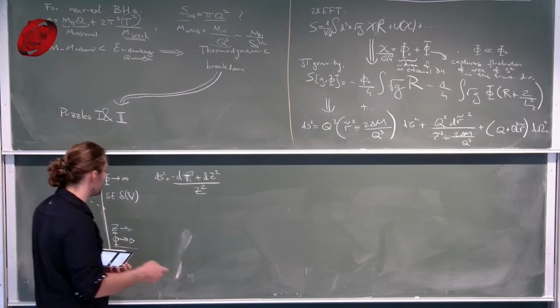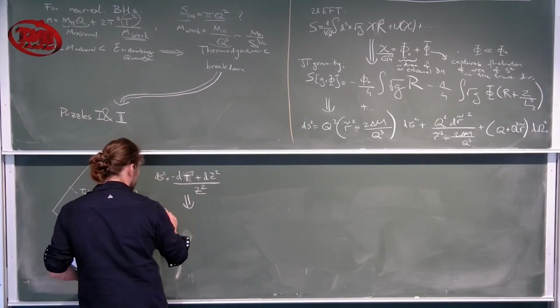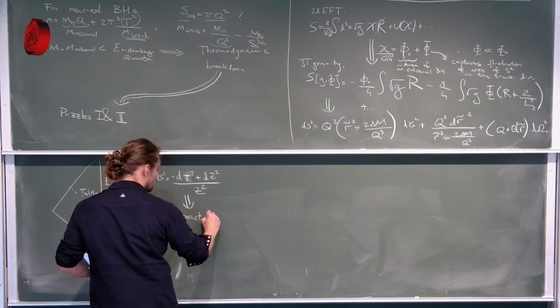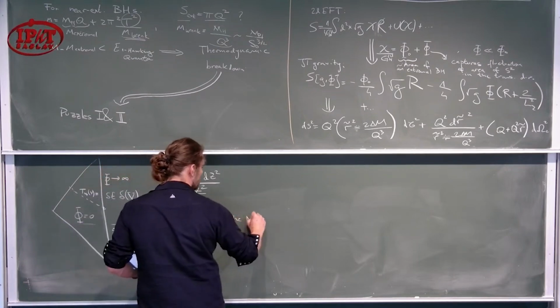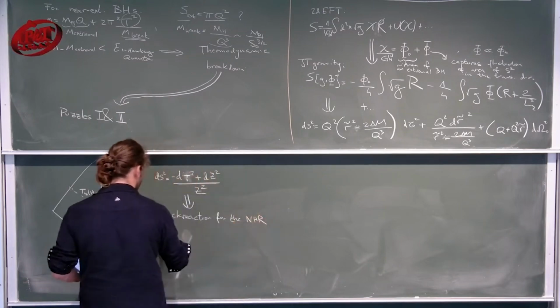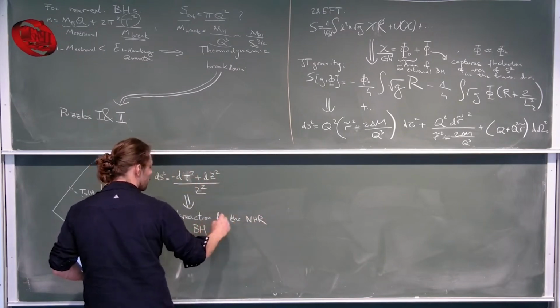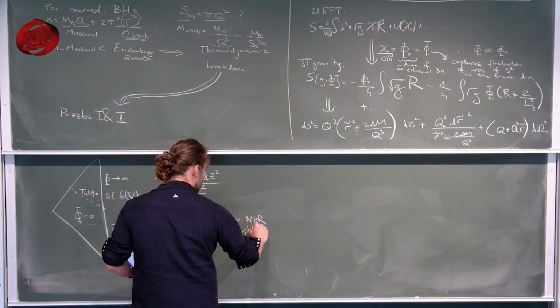So that means that back reaction for the near horizon region of an extremal black hole is completely out of control. Sorry.